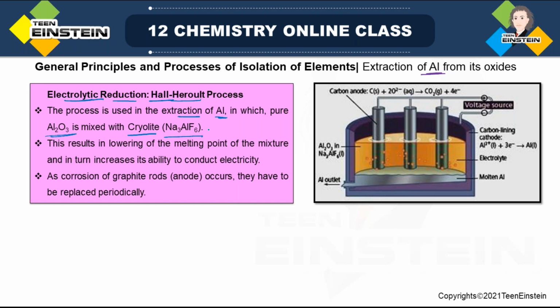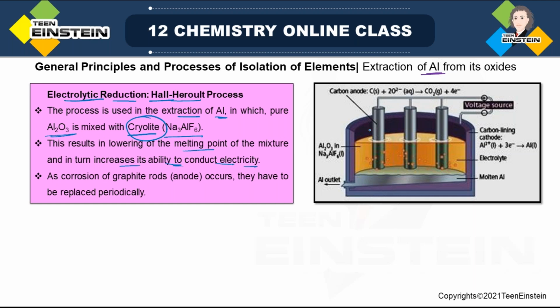Now what is the purpose of using cryolite? Remember, this is a question that is often asked: what is the purpose of using cryolite? So the purpose is to decrease the melting point of the mixture. The result is lowering of the melting point of the mixture. That is the purpose of adding cryolite, and in turn it increases the ability to conduct electricity. Remember, this is the purpose of using Na3AlF6, which is also known as cryolite.